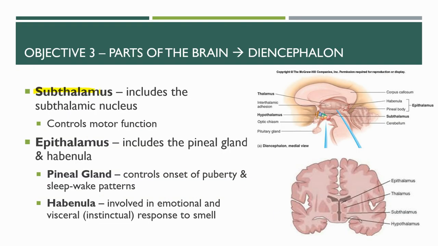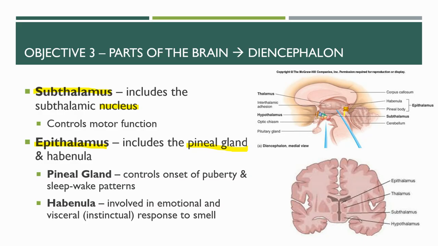The subthalamus contains some of those brain nuclei which help in motor function. The epithalamus includes the pineal gland, and the pineal gland is responsible for the production of melatonin, and that's going to help with your sleep-wake patterns, kind of what we call our circadian rhythms. The pineal gland is named because it looks like a little pine cone, and you can see that it's a small structure here. Okay, there's my thalamus, there's my hypothalamus.